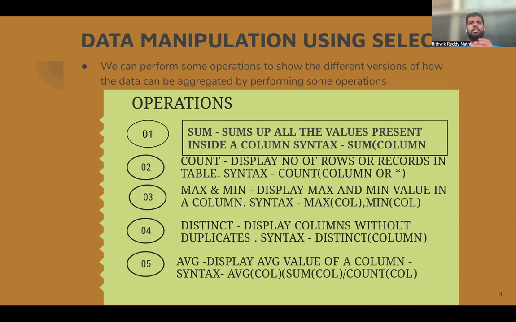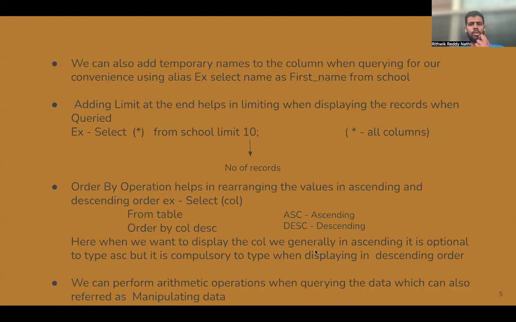Average, as we know, displays the average value of a column. You can take a formula like the sum of all the values divided by the count of all the values. Not only that, we can also add temporary names. For example, in a table you have written just a name. When you're typing in SQL, you can give name as first name so that it temporarily displays the column as first name.